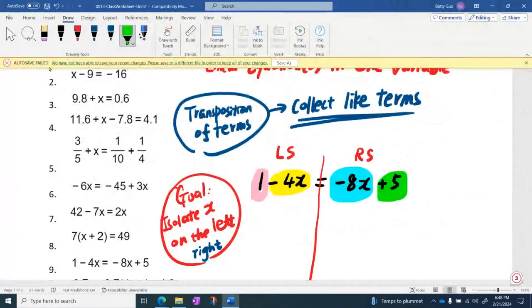Okay, so collect the like terms. So yellow and blue, they are variable terms. They are like terms. They are both variable terms. And the pink and the green, they are constant terms.